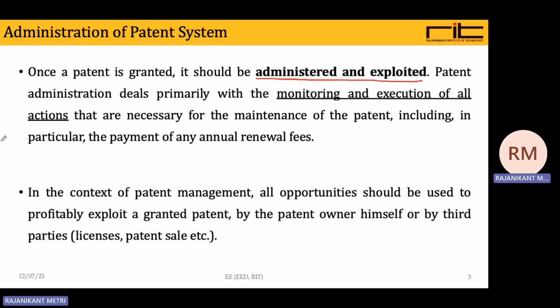In the context of patent management, all opportunities should be used to profitably exploit a granted patent, by the patent owner himself or by third parties. That means licenses, patent sale, etc. Some persons do this job for some of the innovators or researchers. So they should do this.